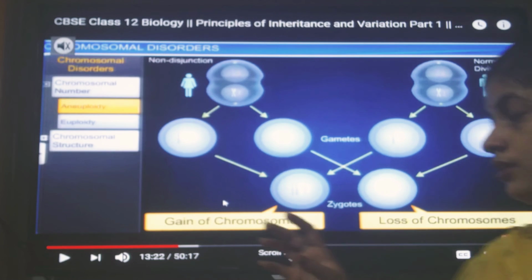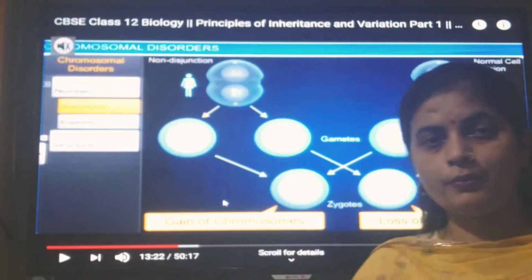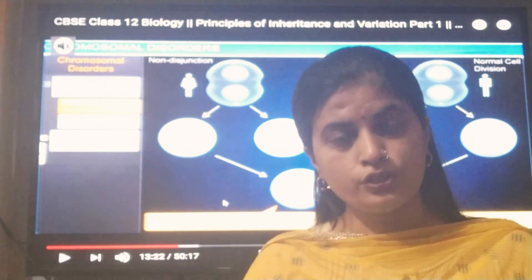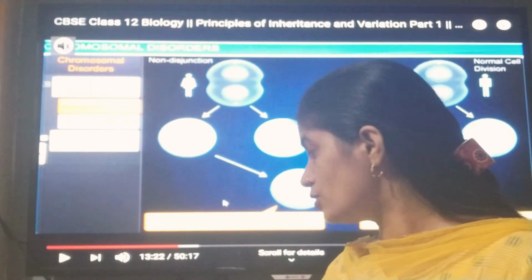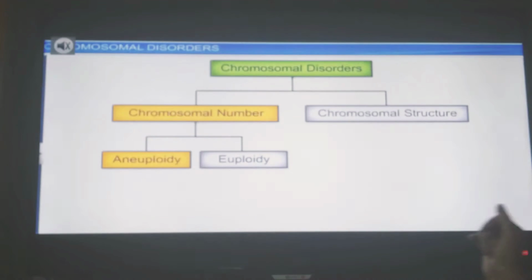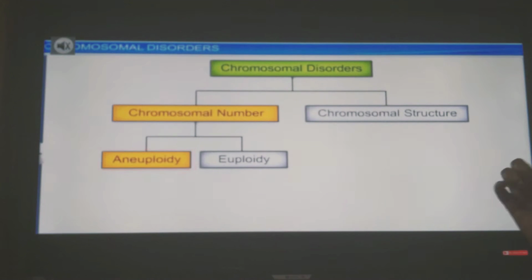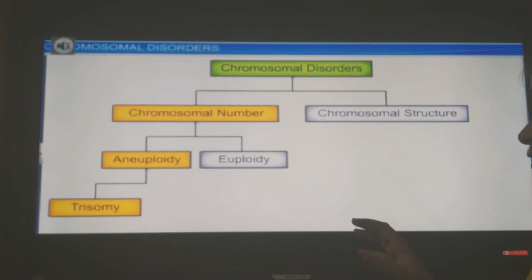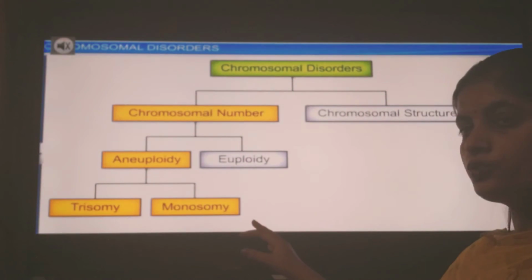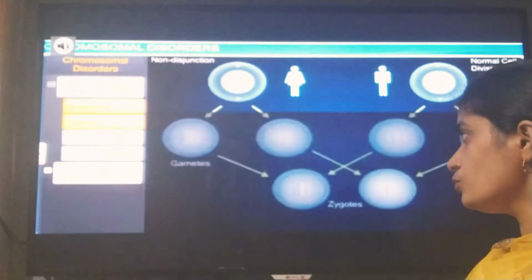So whenever fluctuation in chromosome number occurs, either due to gain of a chromosome or loss of a chromosome, that situation is called aneuploidy, which is represented here. All of you can see that. Then what do we have to see in aneuploidy? Aneuploidy could be trisomy or monosomy. What is trisomy and what is monosomy? Let us see.